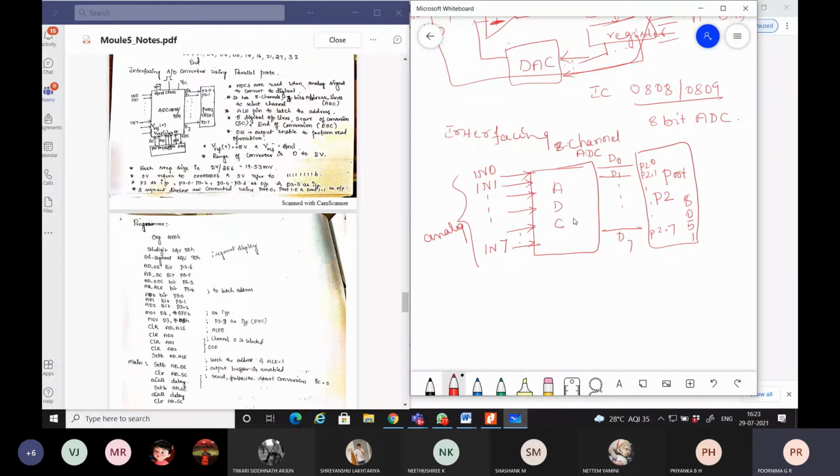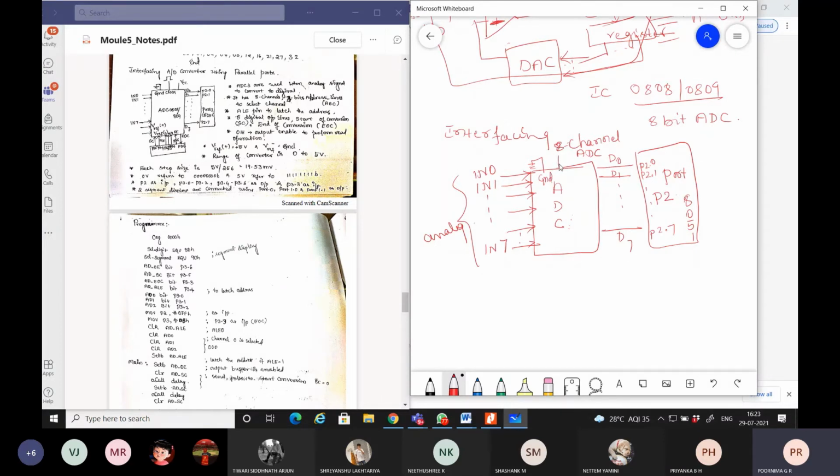But when this ADC is considered, there are 8 channels. The analog input may be connected to any of these input channels. In such scenarios, how will this ADC choose the respective analog input? For that, let us consider this 0808 in a little more detail.